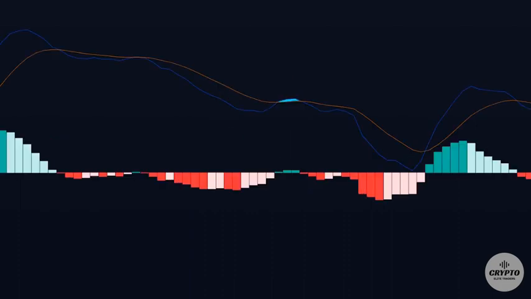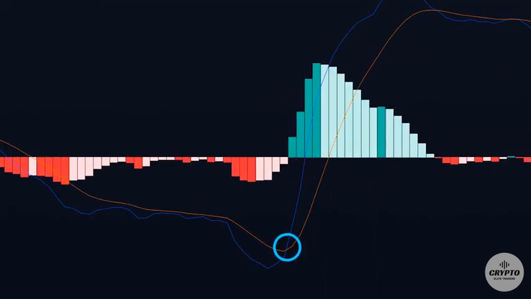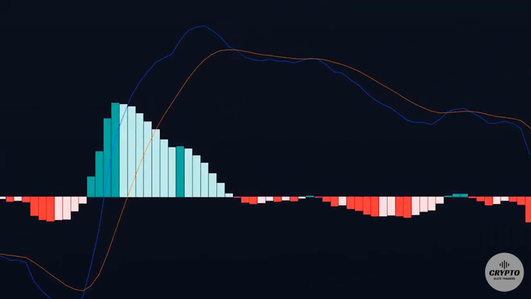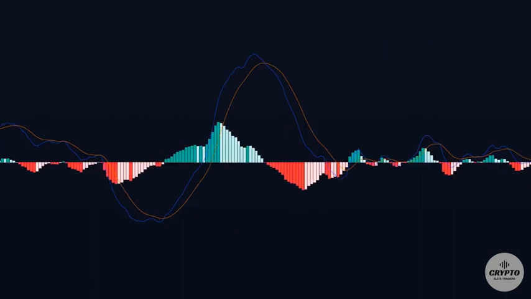So, for example, the smaller the space between the two lines, the smaller the histogram gets. The bigger the space, the bigger it gets. You can also see once the MACD line crosses above the signal line, the histogram turns green, and if the MACD line crosses below the signal line, it turns red. And finally, we have the zero line, which basically represents the center of the MACD indicator. Now that we know the 4 components, let's make sure we know how to use them.